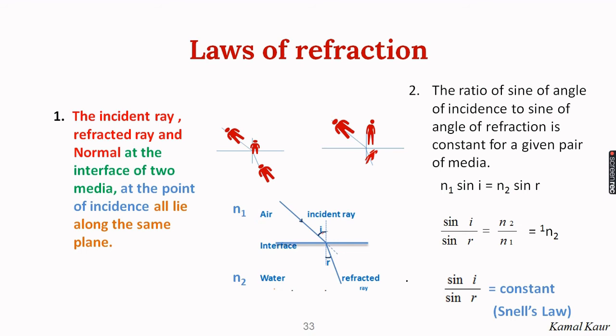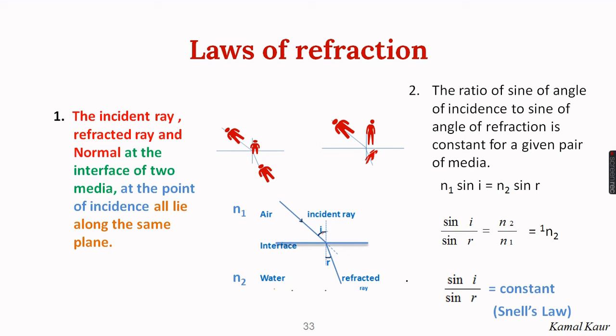We will now see the laws of refraction of light, and there are two laws. First law says the incident ray, refracted ray and normal at the interface at the point of incidence all lie along the same plane. Now first of all, notice that I have used 4 different colors to write this law, because whenever you write the law you need to specify all the 4 points.